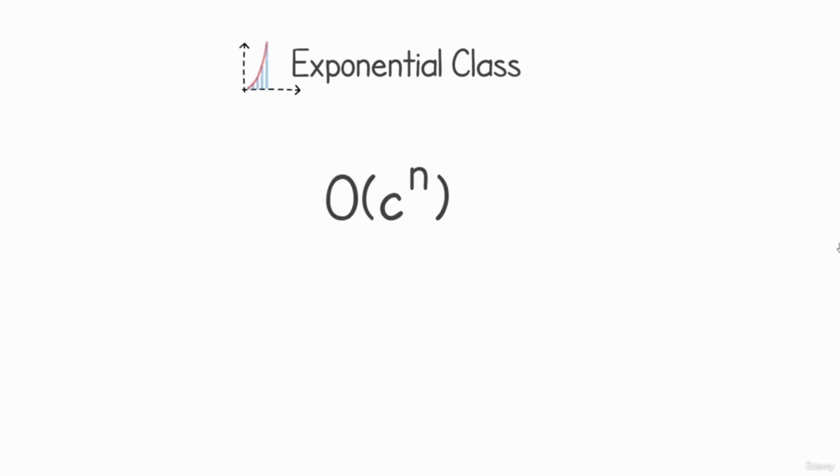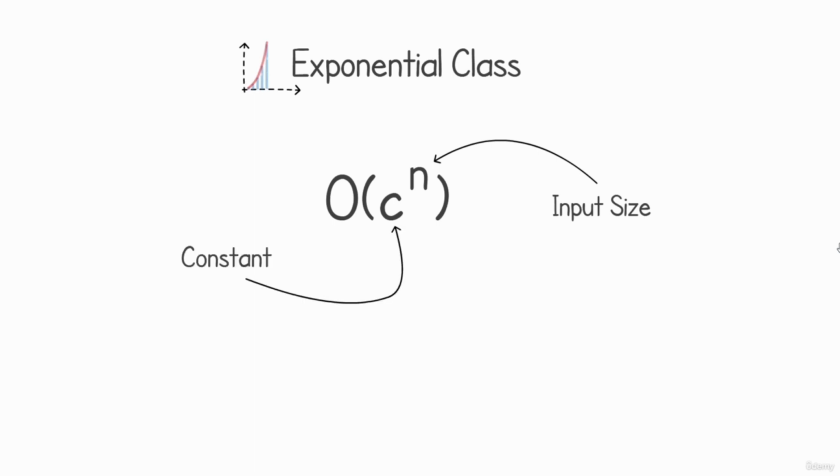In this section, we will describe algorithms that have a runtime or a space-time complexity of order c to the n. n is the input size of our algorithm, and c is a constant. In the previous example of the chessboard, c was 2, and n was the number of the box that we wanted to find how much rice we had on.